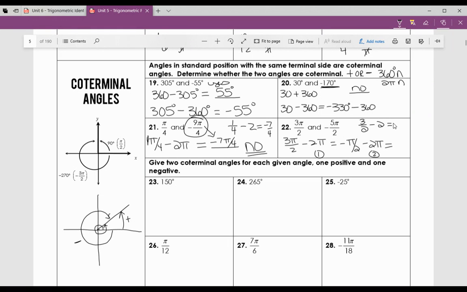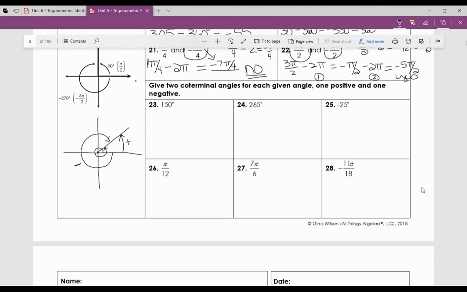Does that give you, so you had negative 1/2. Here, when you subtracted, you get negative 5 over 2. So it took us 2 rotations before we got to negative 5 pi over 2. So these two angles are coterminal. So the answer to that question would be yes. So you can add or subtract as many times as you need.